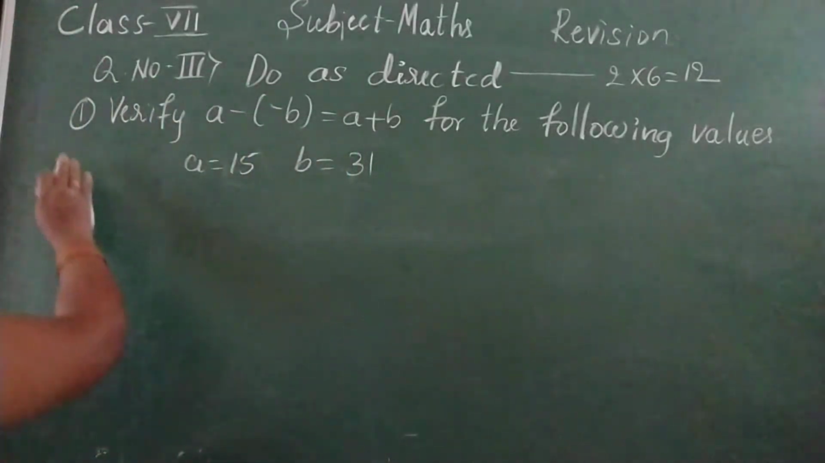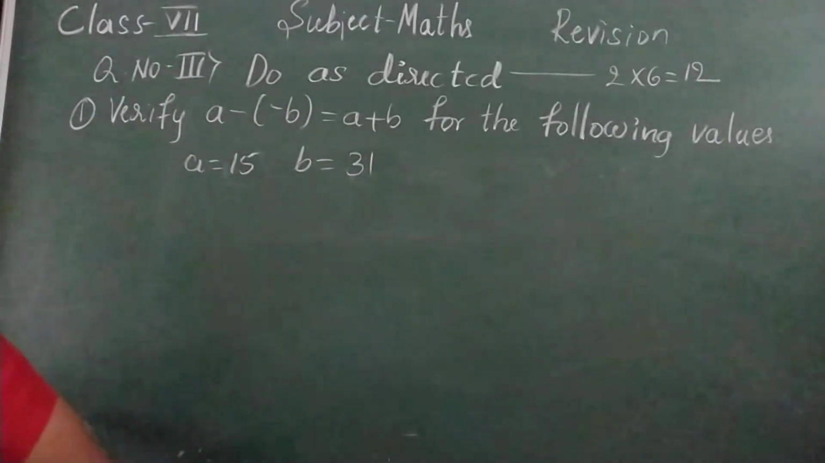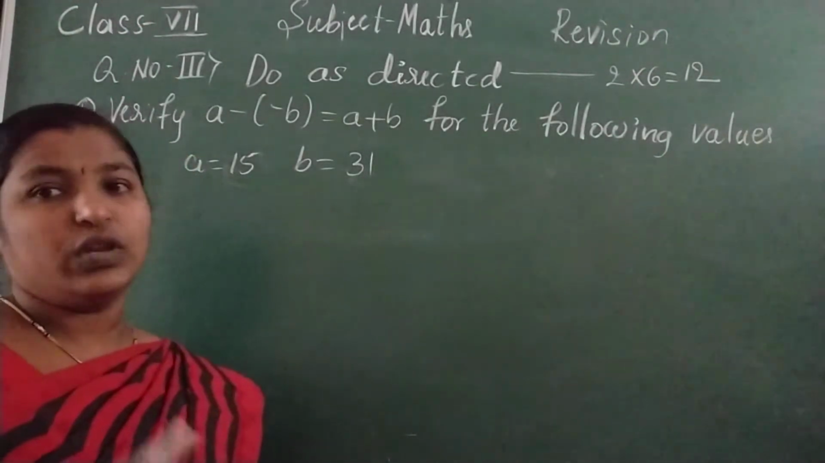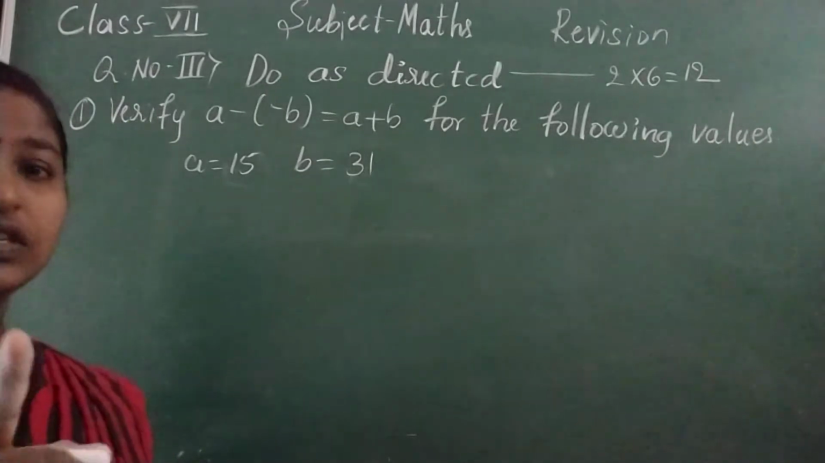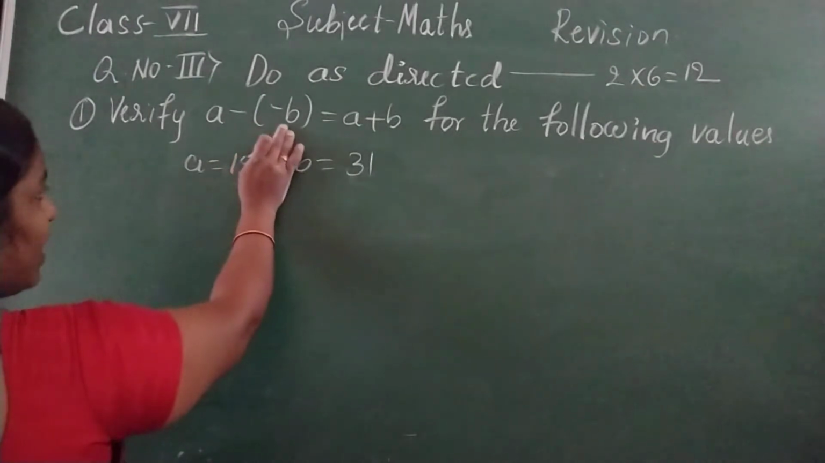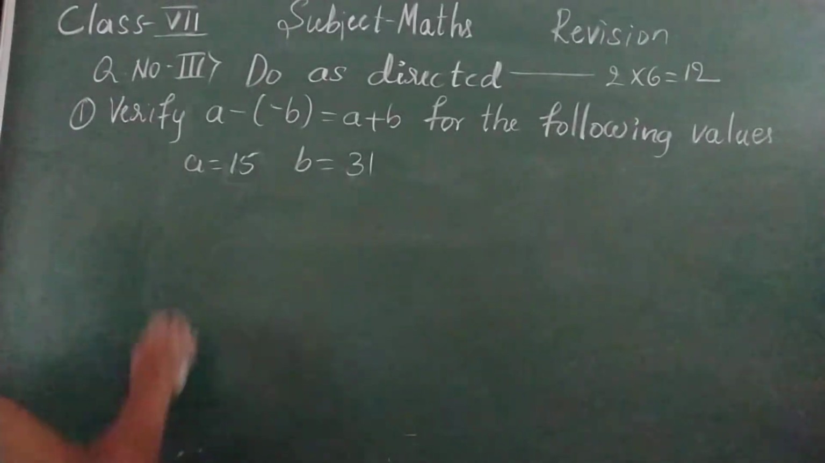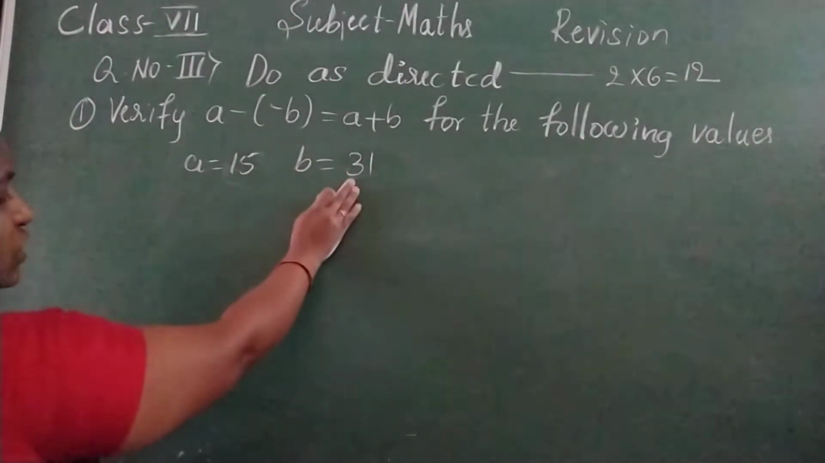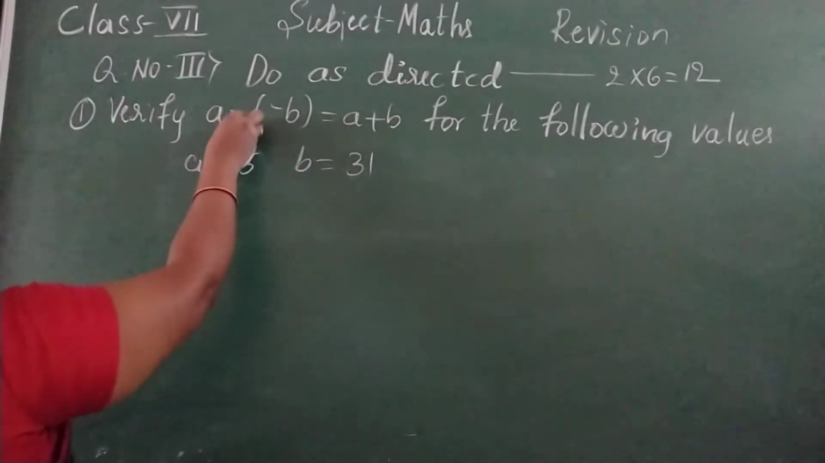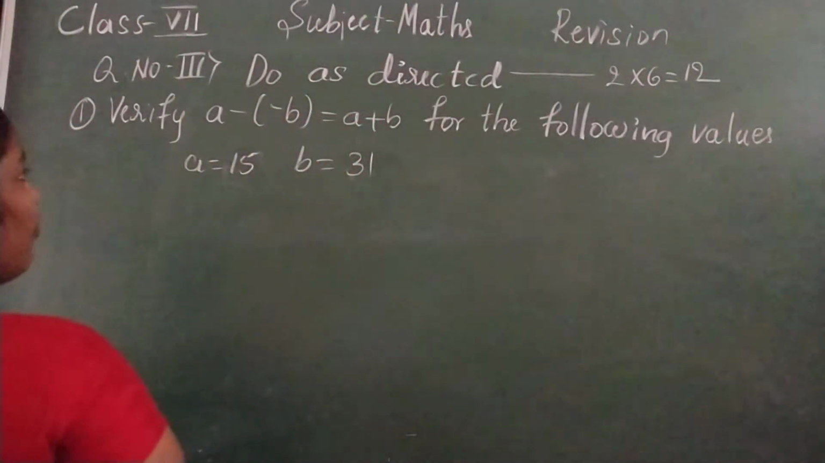So let's start with the first. One example I have taken. This may come or may not come, but whatever examples I take, you will get similar questions in the examination. Verify a minus (minus b) is equal to a plus b for the following values. They will give a is equal to what and b is equal to what. You should take these values and put them in this equation. Whether this will obey or not, you should verify.